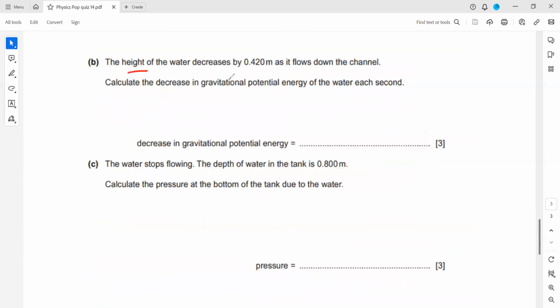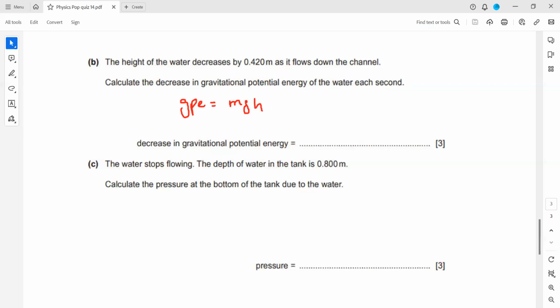The next one: the height of the water decreases by 0.42. That is a change in height. As it flows down the channel, calculate the decrease in gravitational potential energy in each second. So we want to calculate how much the potential energy decreases. The GPE, the gravitational potential energy, is equal to mgh, or you can also say m g delta h. Here h is the change in the height.